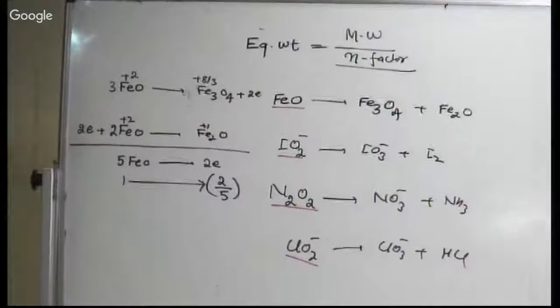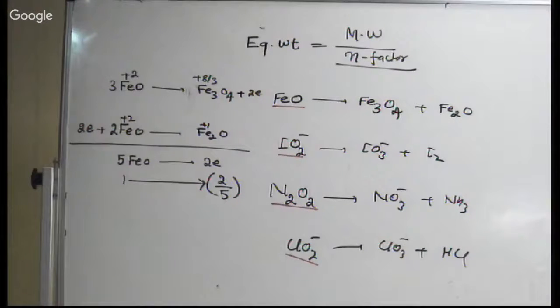Plus 2 to plus 8 by 3, that is 2 by 3. For 3 iron, it is 2 FeO to Fe2O, 2 electrons. So 5 FeO transfers 2 electrons, 1 will transfer 2 by 5. Okay. IO2 minus, have you calculated? Quickly.